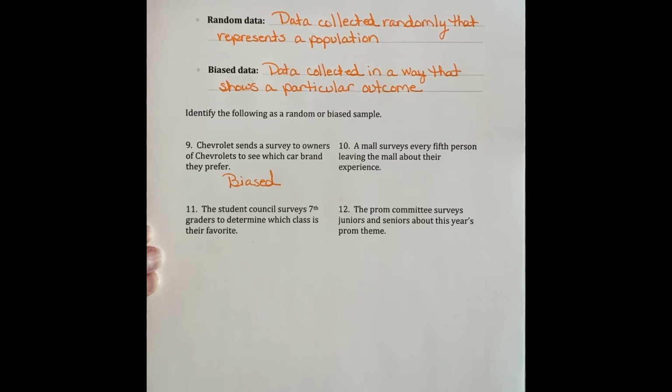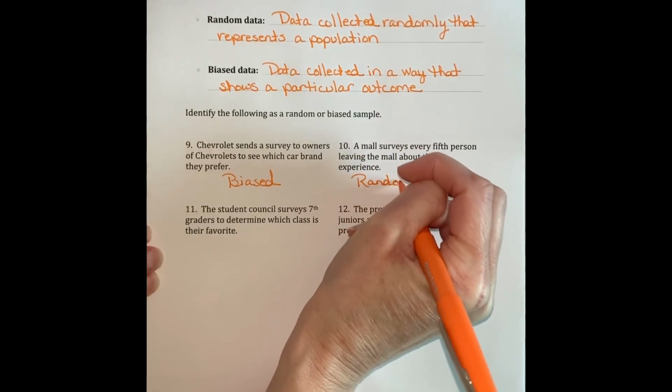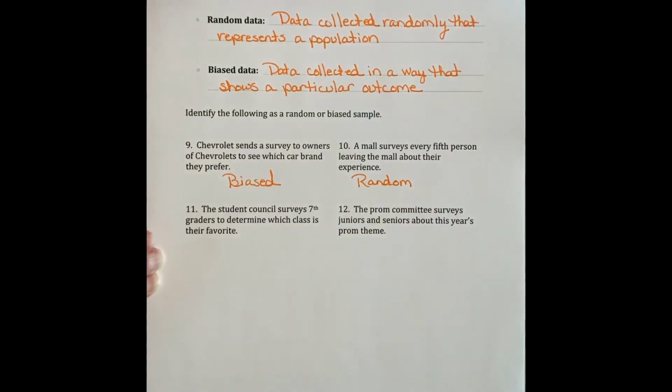I'll do number 10. A mall surveys every 5th person leaving the mall about their experience. That's a fairly good example of random. Anytime you're just doing like every so many people, it's a good example of a random survey. You try 11 and 12.